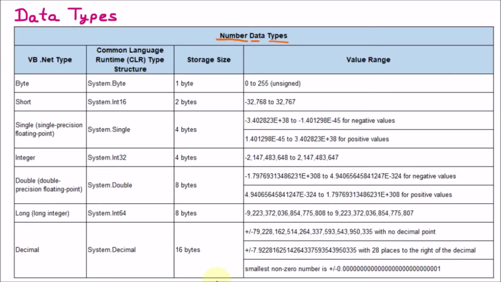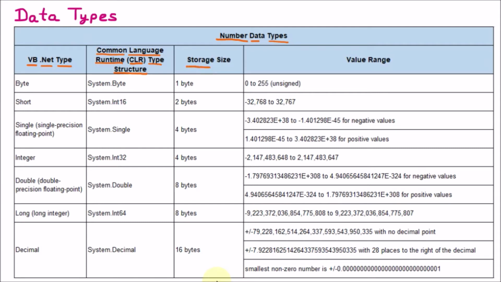The first column we are having is the VB.NET types, means which type we are going to take here. Let's say it is the byte or the integer, decimal, and so on. Now their CLR, that means common language runtime, type structure, means actually how they are stored in .NET. We know that there is an integer, but how in .NET is it represented? We know that CLR is the main component of the .NET architecture which performs all the functioning. So here the CLR type structure is mentioned.